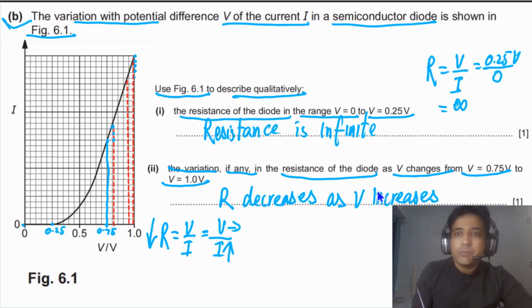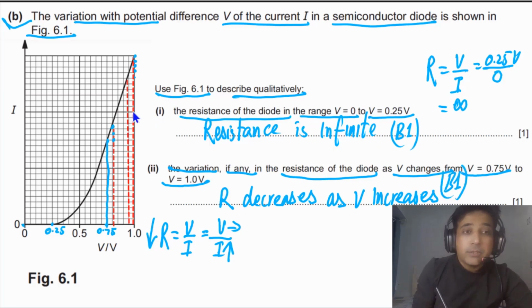If you write this, you will get 1 mark. So this will be a B mark, and this is also a B mark. It means the current is increasing more for the same change in V, so resistance is decreasing.